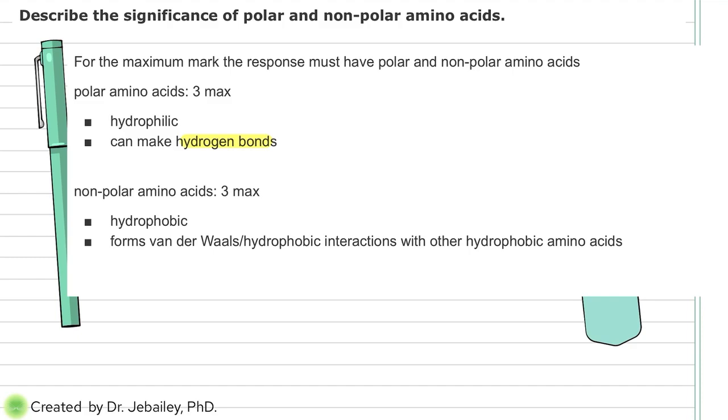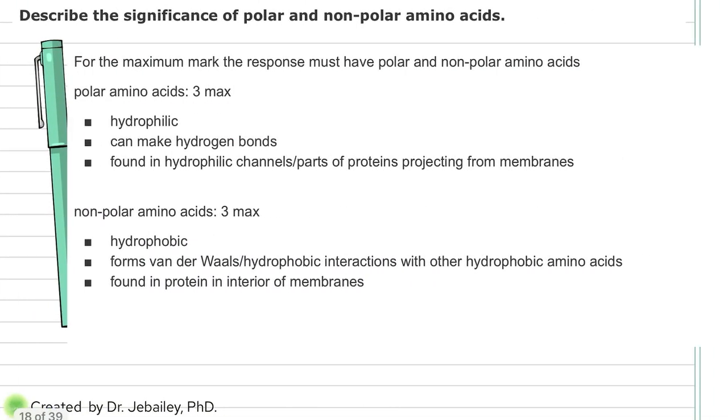But the non-polar, it does not have any mixture of water, so it forms van der Waals, or you can say hydrophobic interactions. With who? With other hydrophobic amino acids, because hydrophobic mixes with hydrophobic. Next, it's found in hydrophilic channels, so that means it's in the proteins projecting from the membranes. It's found in the exterior and interior.